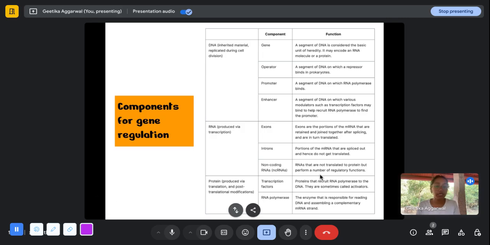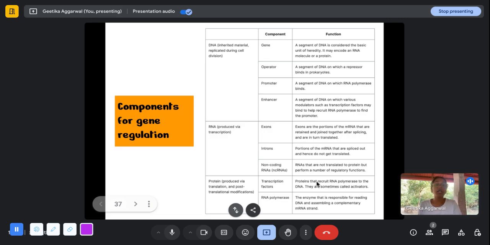And then there are non-coding RNAs. Non-coding RNAs are the RNAs that are not translated into protein, but they form a part of gene regulation. They play other regulatory functions. Then in the end is the protein. That is the end product of transcription and translation.